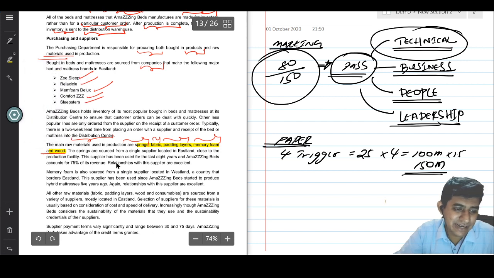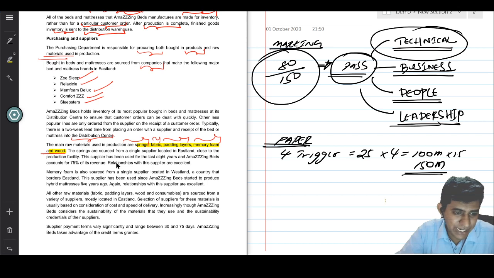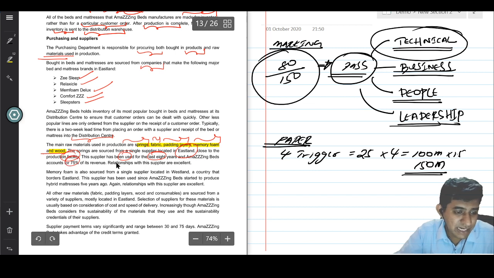That will be very realistic and commercial to the business angle. The springs are sourced from a single supplier located in the Eastland, close to the production facility. The supplier has been used for the last 8 years, and Amazing Beds accounts for 75% of its revenue. The relationship with the supplier is excellent.